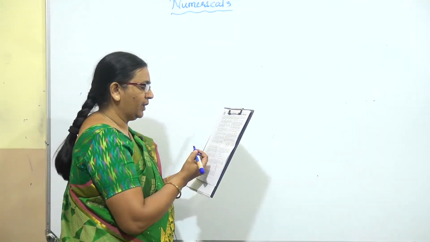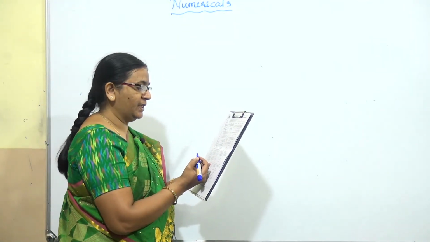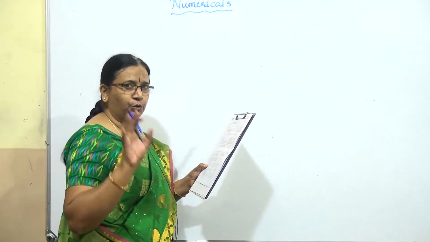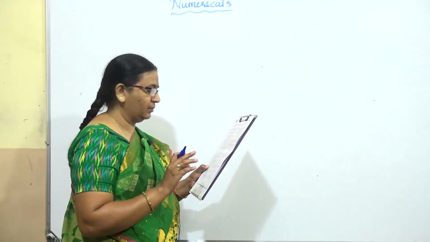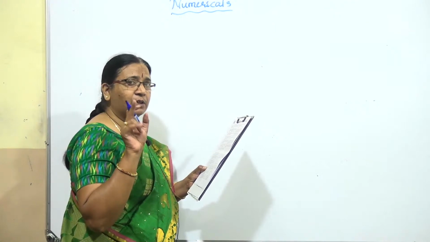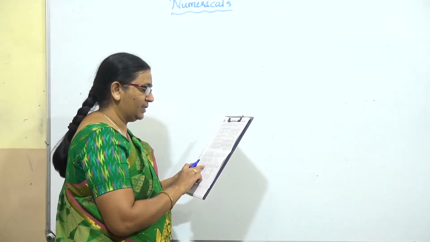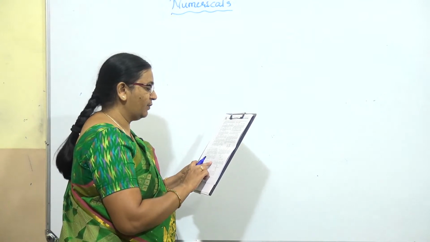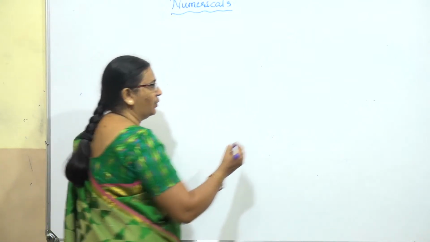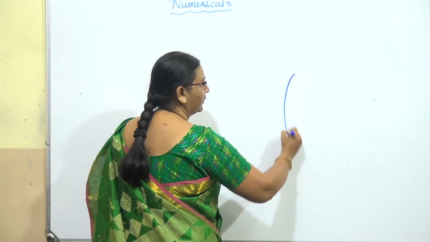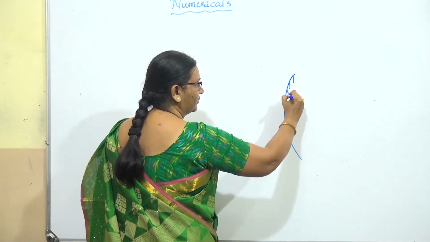A luminous object is placed. Hope all of you have noted the question. It will be easy for you. Otherwise, note the 11th question. A luminous object is placed 20 centimeters from the surface of a convex mirror. What we are having is a convex mirror.